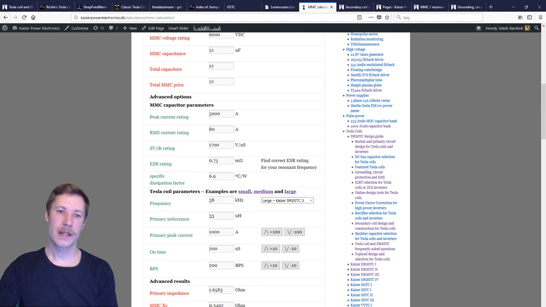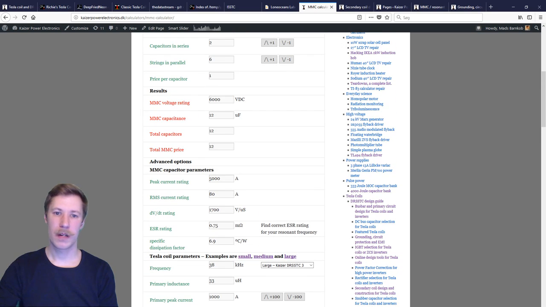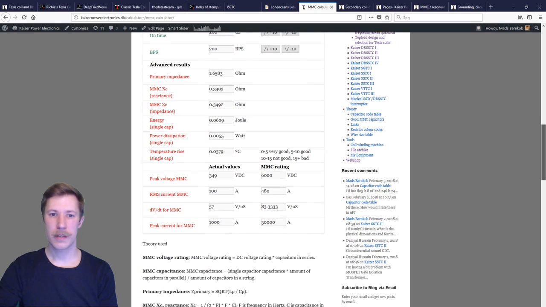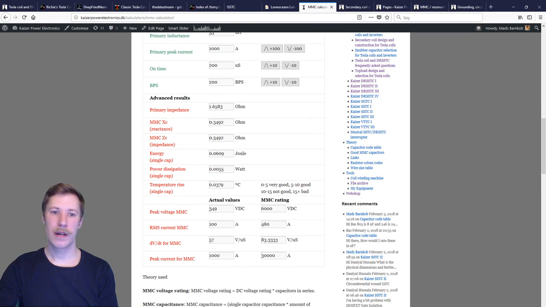And where it really gets interesting is, up here is really for a pretty fast design. But when we get down to the advanced results, this is where we get the primary impedance and the matching impedance and reactances of these single capacitors. And the temperature rise. Again, as with the IGBT bricks, it all comes down to how high a temperature rise we allow. And there's just a small paragraph out here on the side about how many degrees Celsius is acceptable.